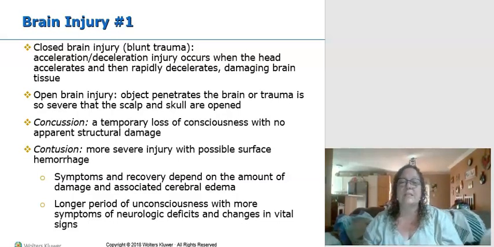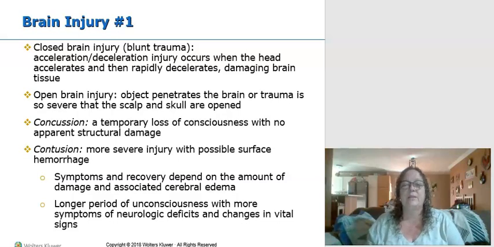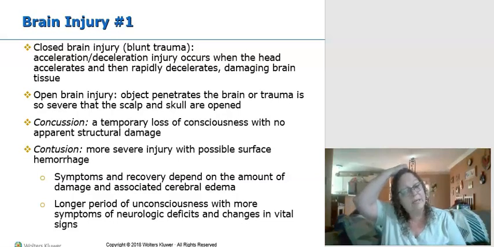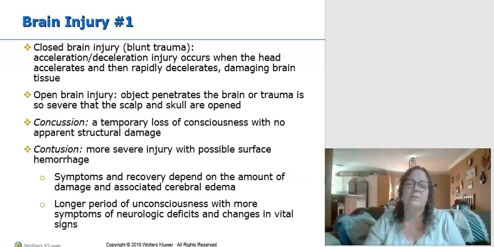Open brain injury occurs with penetrating into the brain, or trauma is so severe that the scalp and skull are opened. So remember, anytime that you have an open injury, prophylactic antibiotics are indicated because we're concerned with infection. Right? So a contusion, or rather concussion.